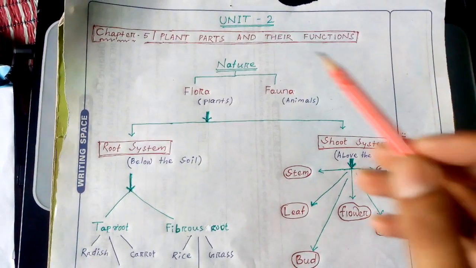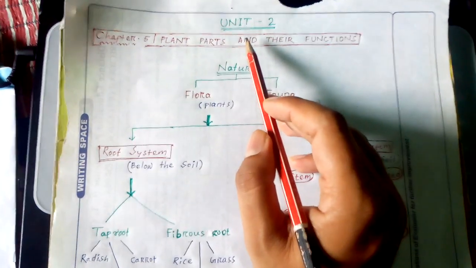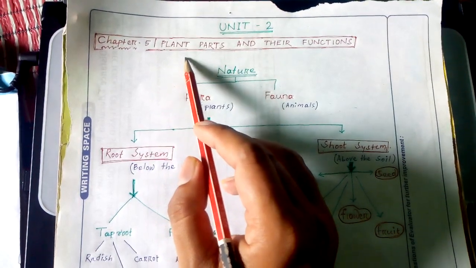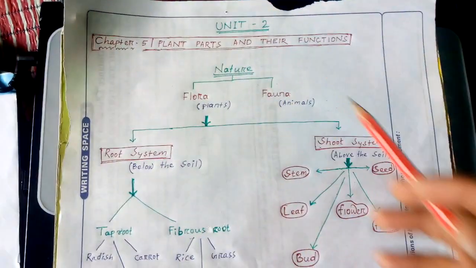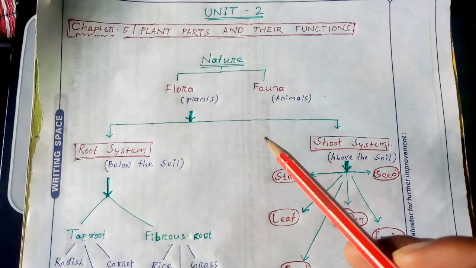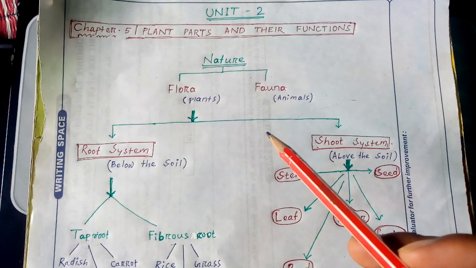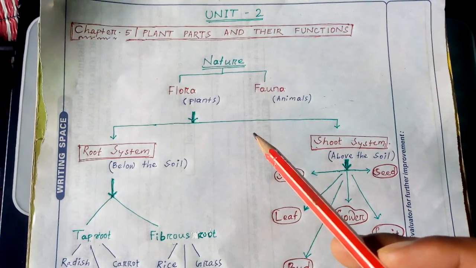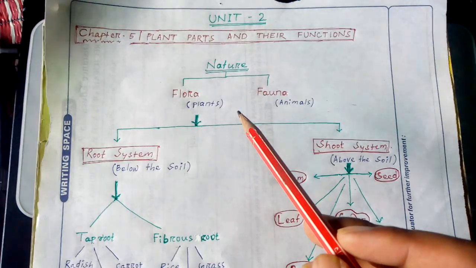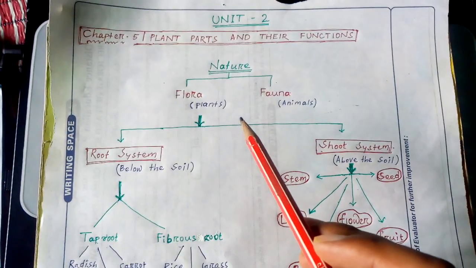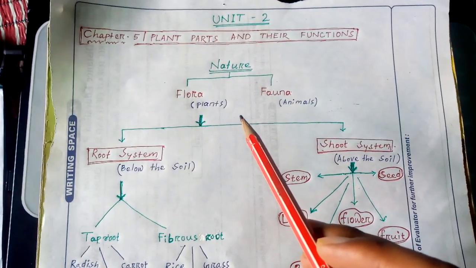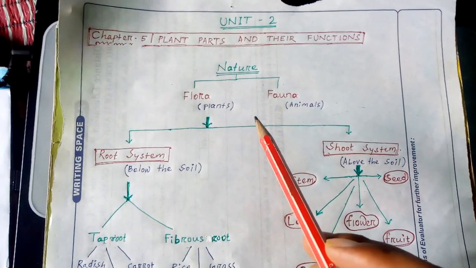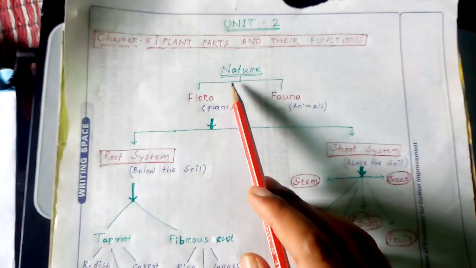Today we discuss Unit 2, Chapter 5: Plants, Parts and Their Functions. We have already shared the PDF with you, and you have to write it in your copies. Just open your copies and look at the picture, and understand it. It will be good if you draw that picture in your copy. Then first we go to nature.